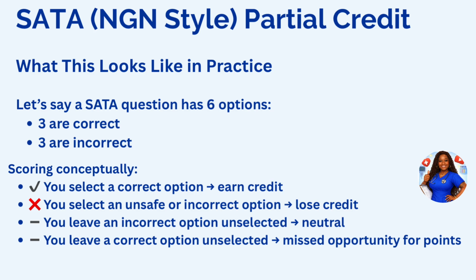So your strategy changes. Instead of asking, how many am I supposed to pick? Ask, is this option safe? Is this clinically appropriate? Would I feel confident documenting this? Just remember, you're rewarded for correct decisions, and you may lose points for unsafe ones. This isn't about perfection, it's about safe judgment. And when you think like a safe nurse, your score reflects it.